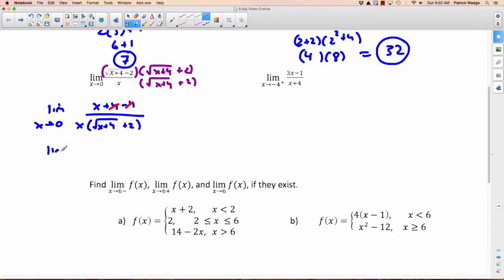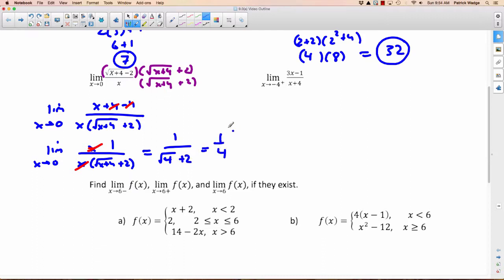So what we're left with, again, you probably don't need to write all this, but we have x over x root x plus 4 plus 2. Still can't substitute in because we get 0 here, but look what happens. We can cancel those out, which leaves us with 1 up on the top. So now we're able to substitute. We get 1 over 0 plus 4, square root of 4, I guess, right? Plus 2. Well, that's 1 over 2 plus 2, which is 1 over 4.